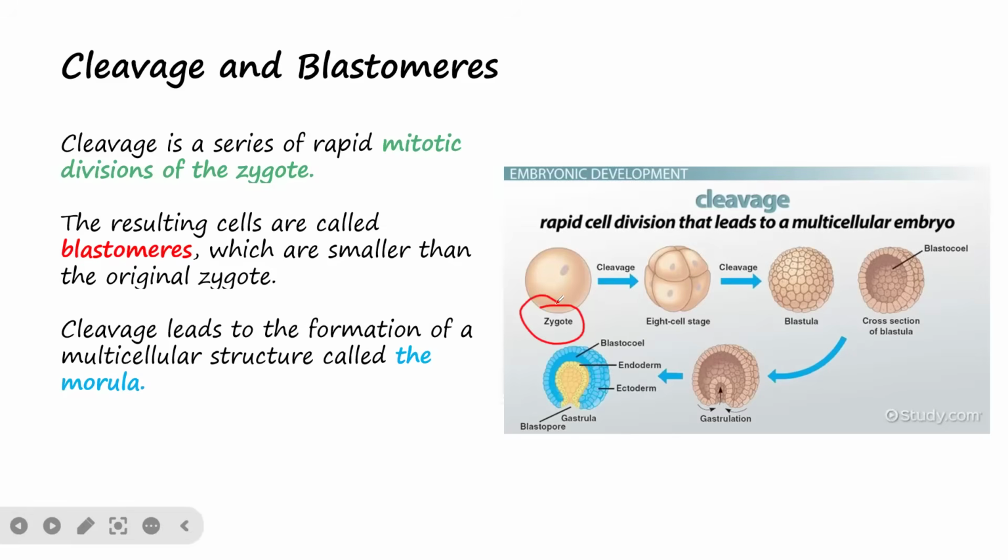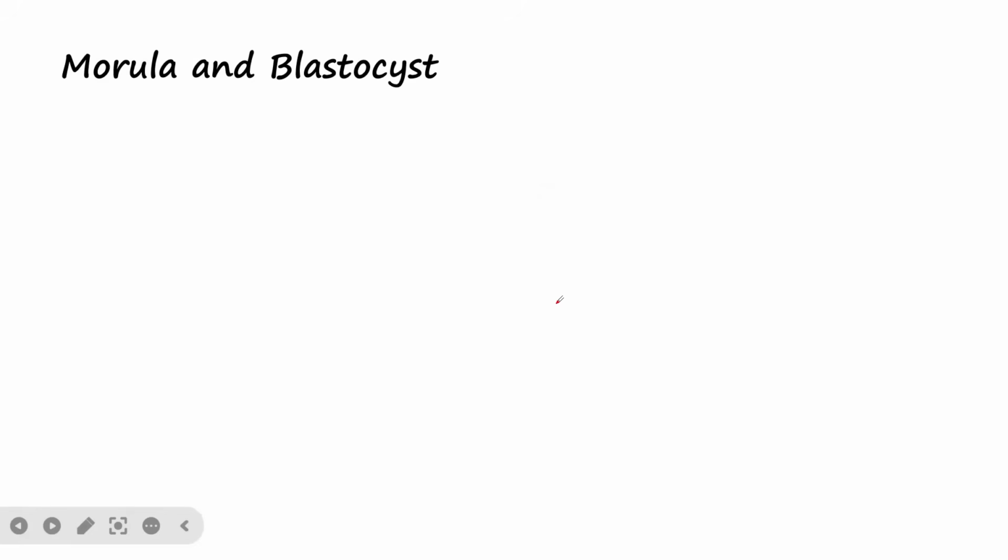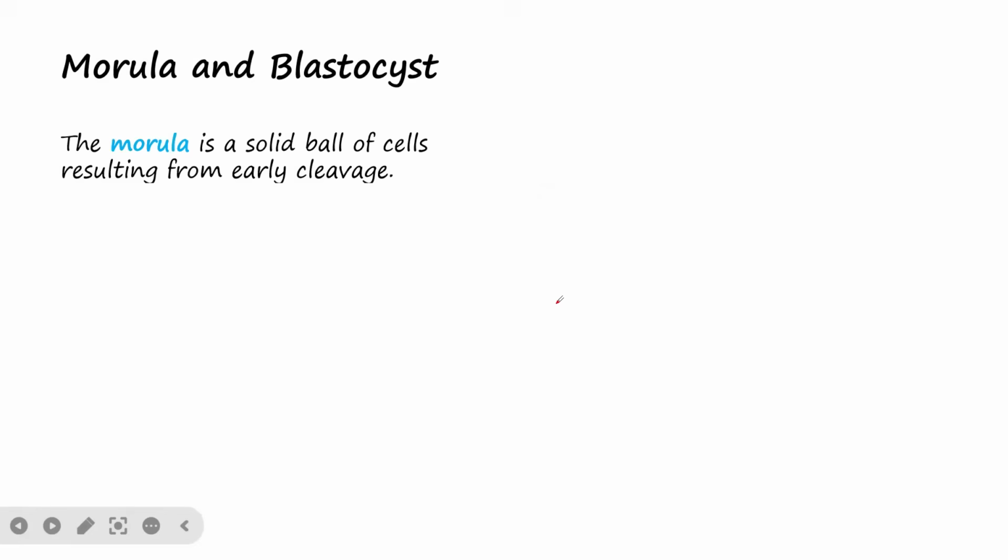And then 16 is morula. So this is how it starts from zygote, 8-cell stage, blastula, then the cross-section of blastula, gastrula, then the germ layers. We'll see them one after the other. So what is morula and blastocyst?